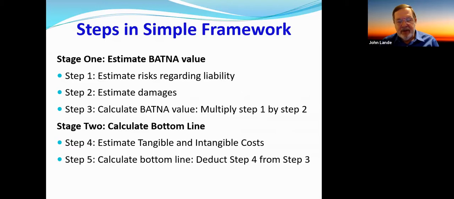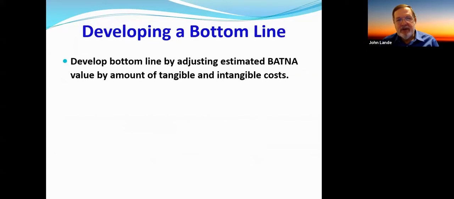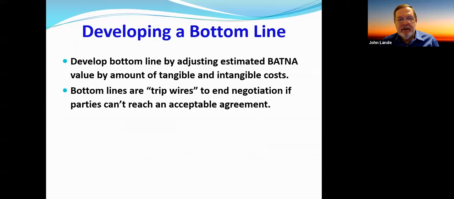So the bottom line is really important because there are tripwires in negotiation if the parties can't reach an acceptable agreement. Basically, the idea is you want to say, from the plaintiff's perspective, what's the least amount that you'd be willing to take in settlement to avoid going to trial?